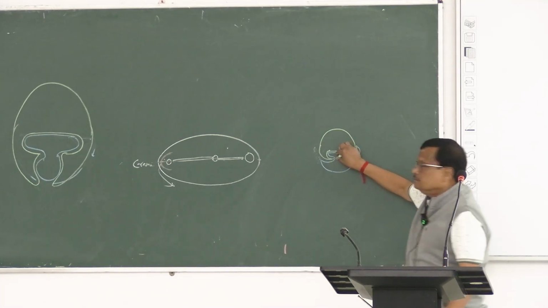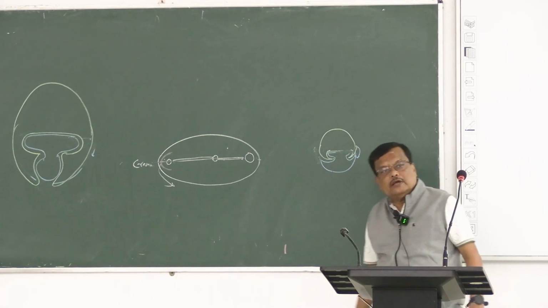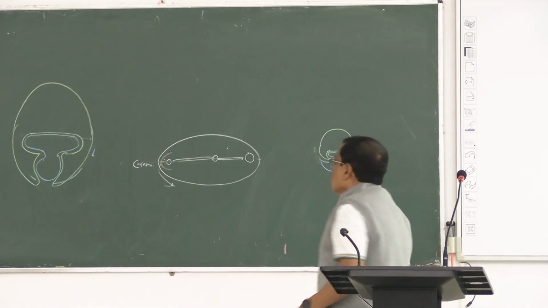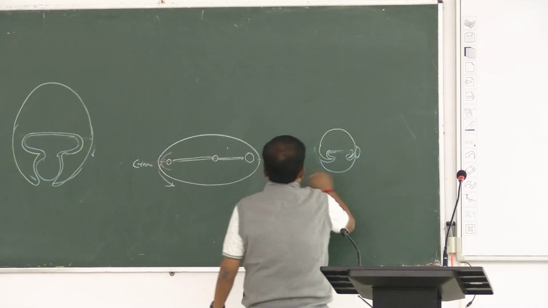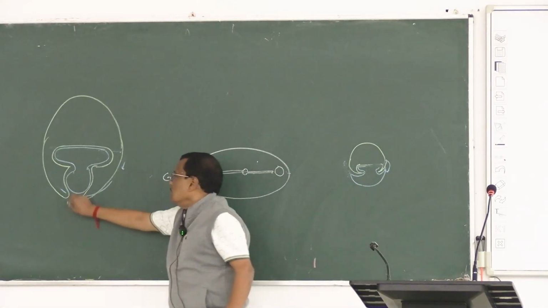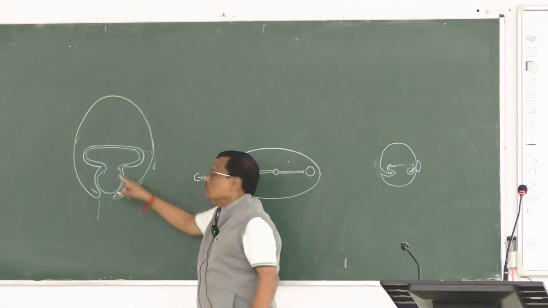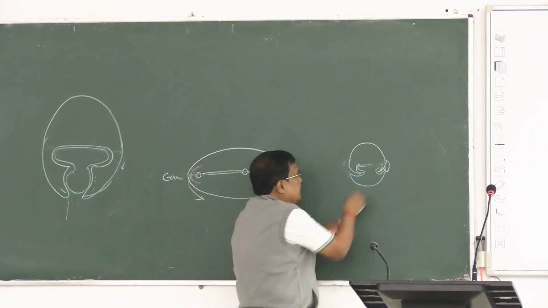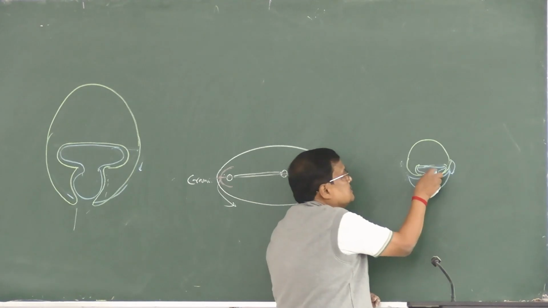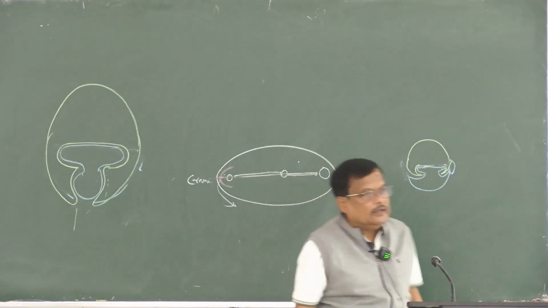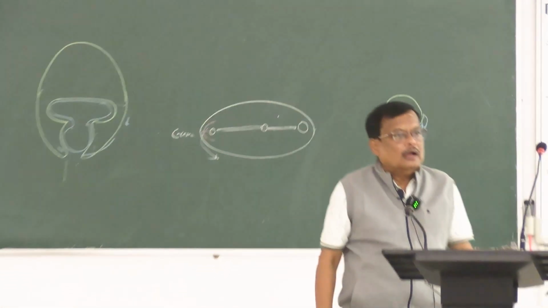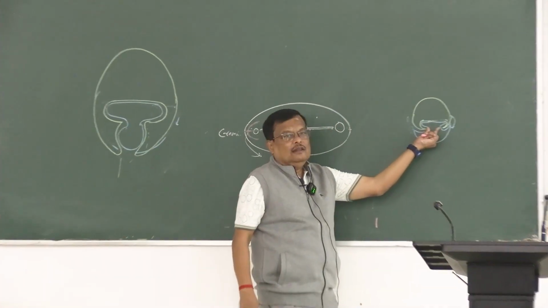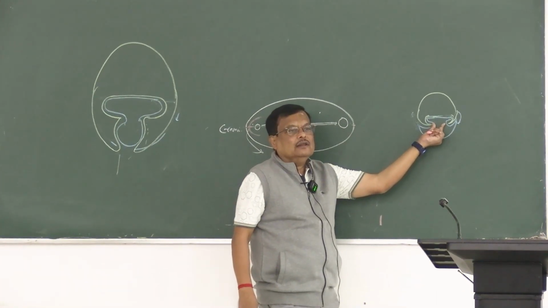This part will remain outside the embryonic area. Here is the connecting stalk; the connecting stalk contains this. Initially it is the same yolk sac. A part is incorporated within the embryo due to folding, mainly head fold and tail fold, and a part remains outside, connected by a wide channel.